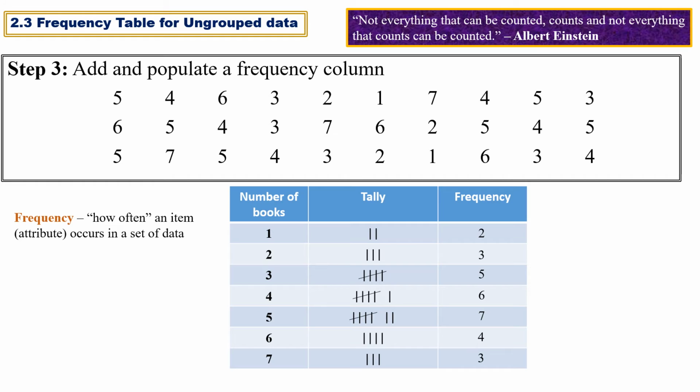Three steps. One, organize the data into single individual values. Then you construct a tally, which is not a necessary step. If you are confident enough to just count and populate the frequency column in one step, then that's very possible. You can do that. But the tally is just to be on the side of caution and avoid any mistakes. And the third step would be to add and populate the frequency column. So here it is, students, a frequency table for ungrouped data.